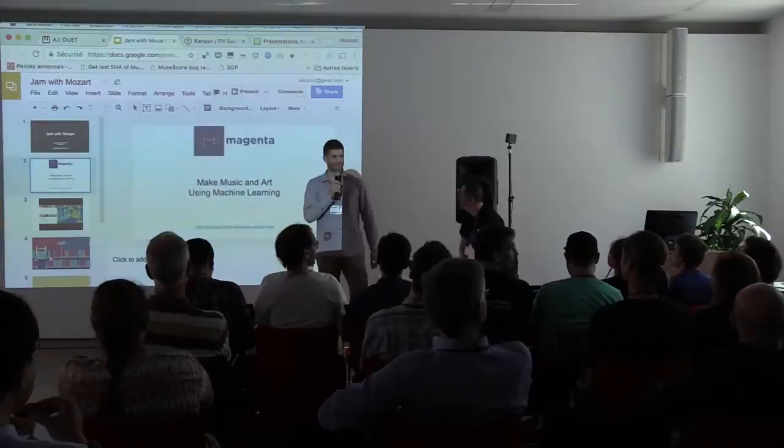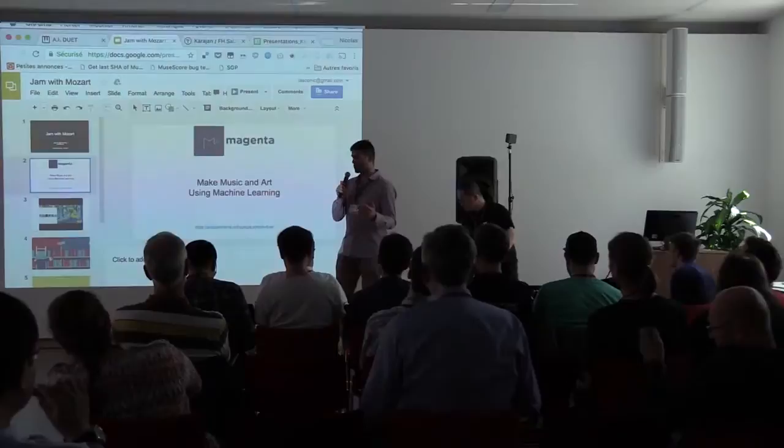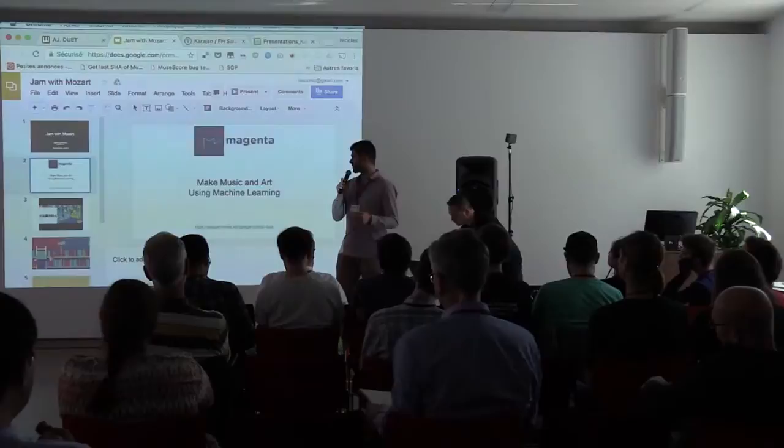So, it's called Magenta. And this project within Google is all about making new art with machine learning. Now, the first art that they've basically created is new visual art.